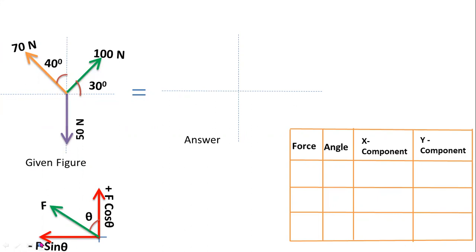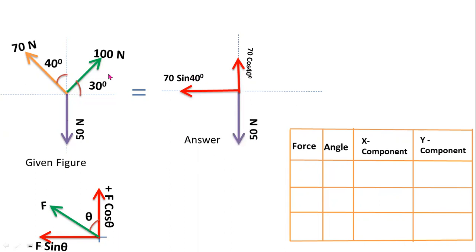Here minus F sin theta is the x component, plus F cos theta is the y component. This is the adjacent side, this is the opposite side. 70 sin 40, that means minus F sin theta. This is the y component, that is F cos theta, 70 cos 40. Now I am drawing this 15 newton force as this.